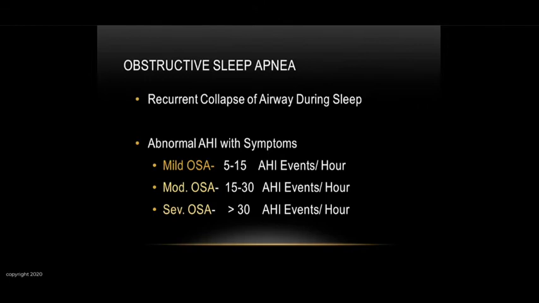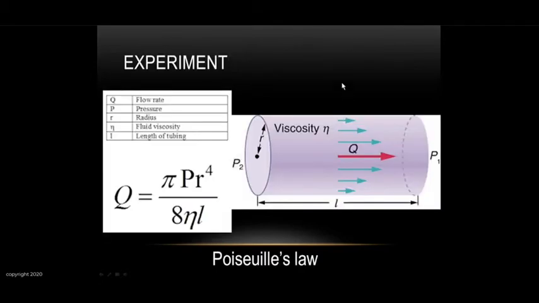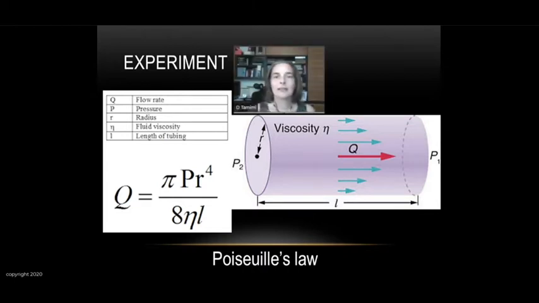factors in our imaging. Obstructive sleep apnea is recurrent collapse of airway during sleep, and there are different degrees to OSA and different presentations for sleep-disordered breathing. We've got snoring, we've got upper airway resistance syndrome, and we've got obstructive sleep apnea syndrome. Now, in order to understand our role in this field of sleep-disordered breathing, we need to do a little experiment.